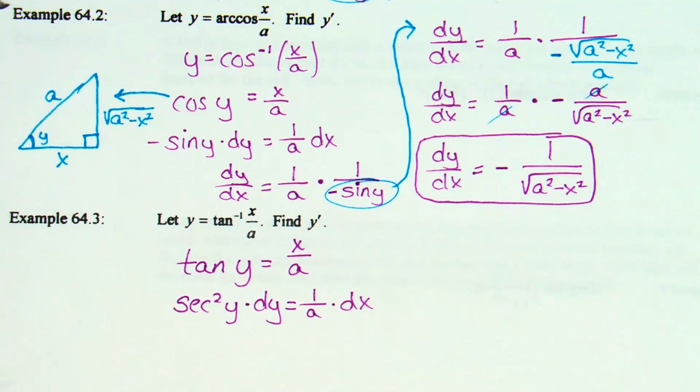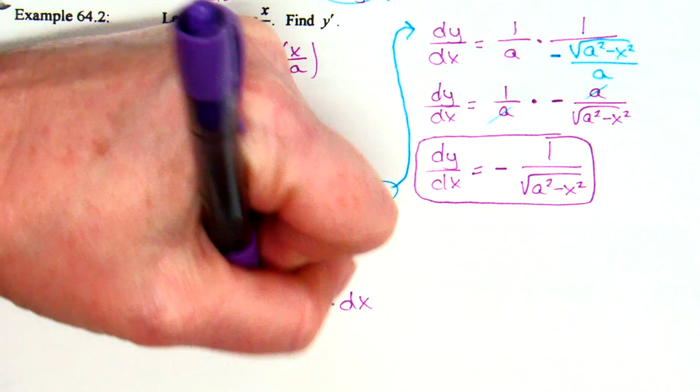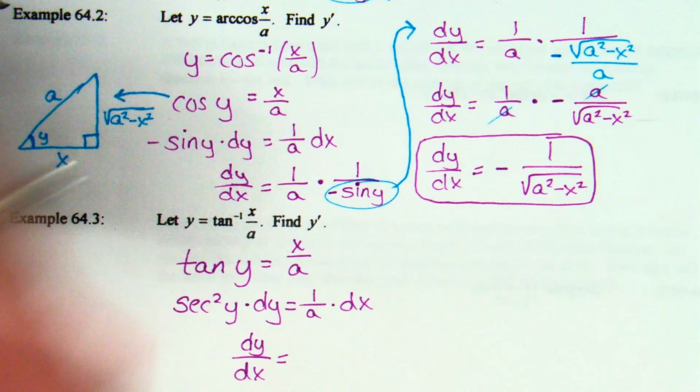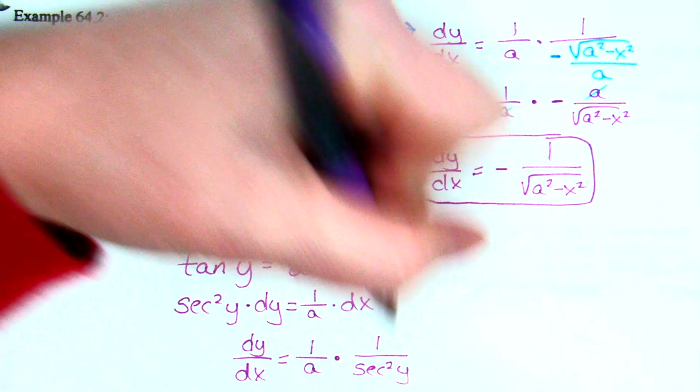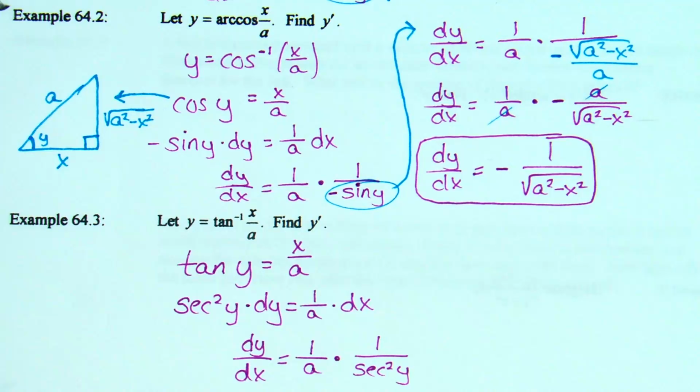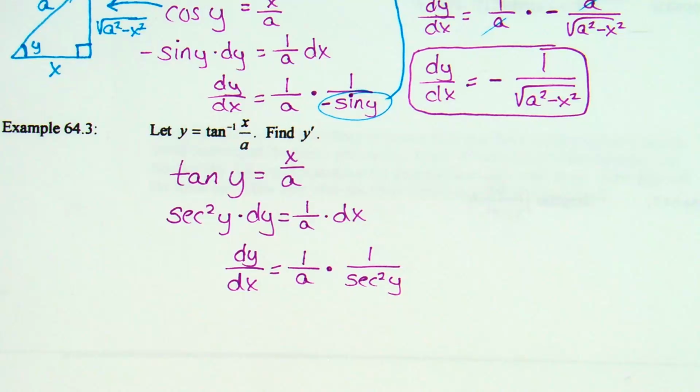I'm going a little faster this time. Holler at me if I'm going too fast. We need to solve. Make it dy dx. Keep the dy. Divide by dx. 1 over a stays. And then we're dividing by secant squared. So it's 1 divided by secant squared of y. Thoughts on secant squared of y being in the denominator?